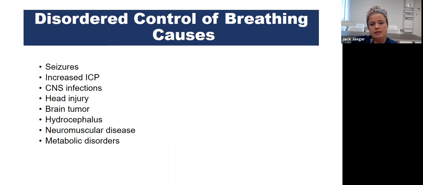So where you're going to see that is a kid that's having seizures, febrile seizures, epileptic type seizures, seizures following trauma, increased intracranial pressure, again, following a trauma. Perhaps it's a patient that has a shunt that's not functioning appropriately. Any central nervous system infections, they may have seizures or breathing issues. A head injury, tumors in the brain, hydrocephalus could be a cause for disordered control of breathing, neuromuscular disease, or metabolic disorders.